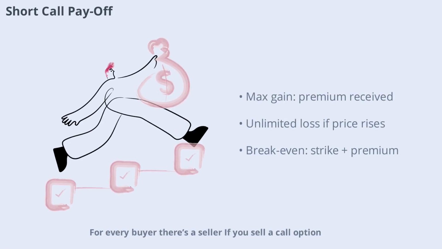For every buyer, there's a seller. If you sell a call option, your maximum gain is the premium received. If the underlying price stays below the strike, you keep the premium. If the price rises above the strike, your losses can be unlimited, as you may have to deliver the asset at a lower price. The break-even point is the strike price plus the premium. The short call payoff is the mirror image of the long call.